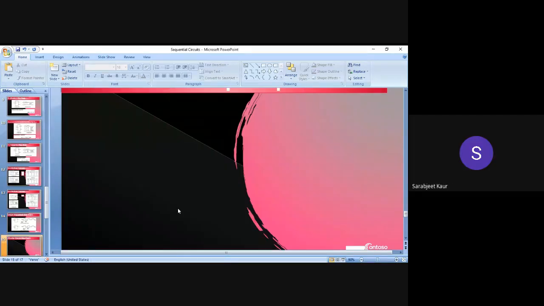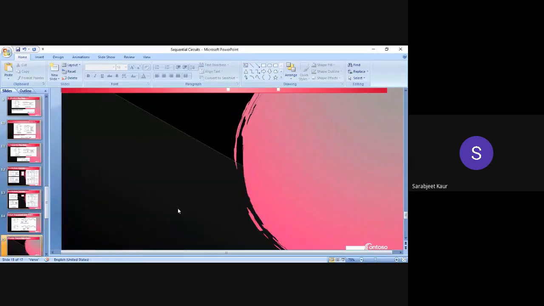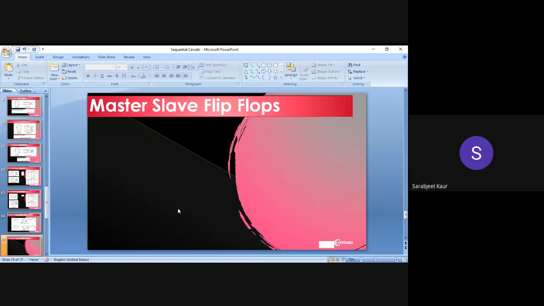Now, after this, please see there is a concept of a master-slave flip-flop. What is a master-slave flip-flop? A master-slave flip-flop is actually a set of two flip-flops, the same flip-flops. So one D flip-flop is connected with another D flip-flop. The first D flip-flop is called the master flip-flop, and the second flip-flop is called the slave flip-flop. They are so called because whatever the first D does, the second D will also do, if we are using the D flip-flop.